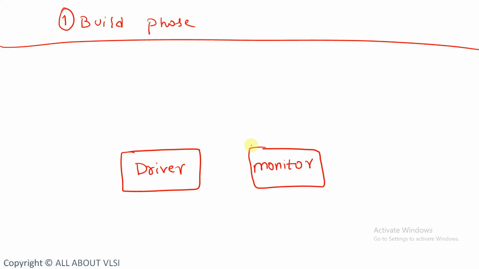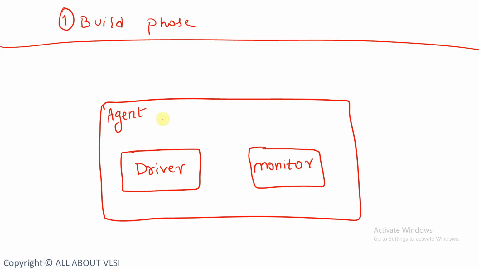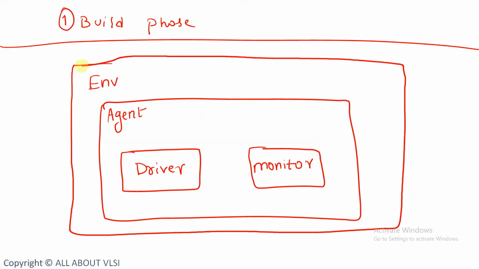Okay, and let's say this driver and monitor are wrapped inside one more component, that is our agent component. Now this agent component is wrapped inside another component which is known as our environment, and finally environment inside our test. So this is what we are going to develop now, and let's understand how these phases are working and how they are executing.